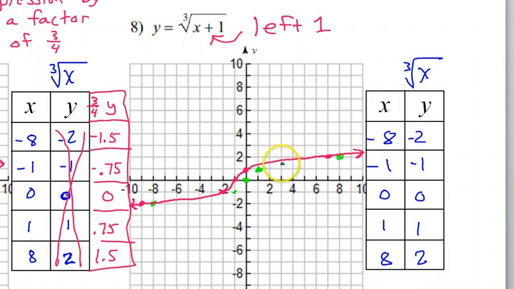So that's what number 8 should look like. Don't forget, the domain and range are both going to be negative infinity to positive infinity.